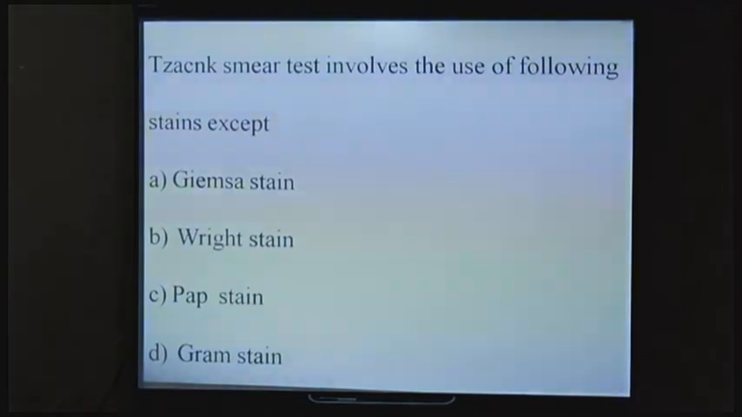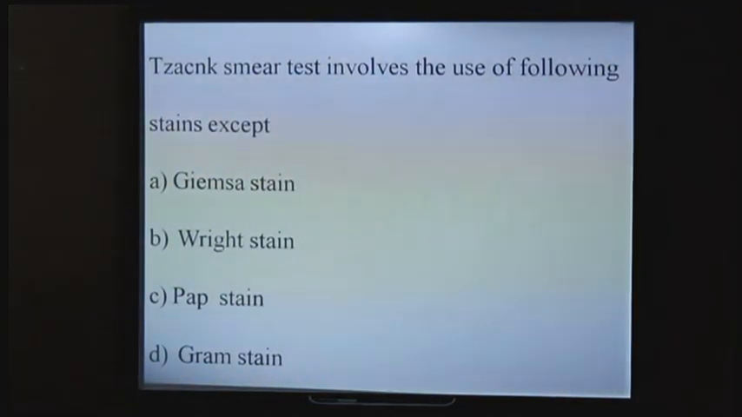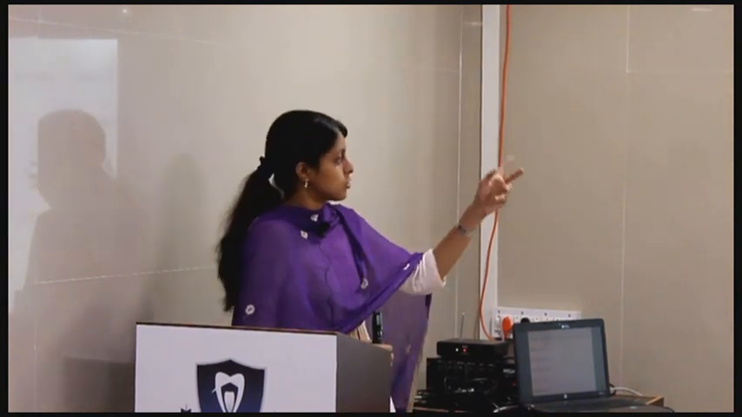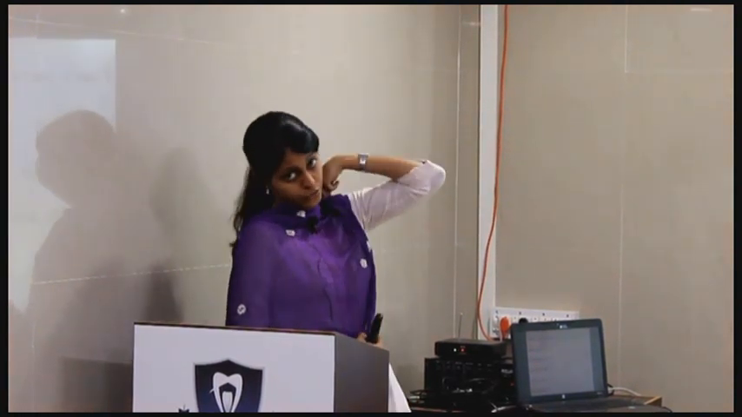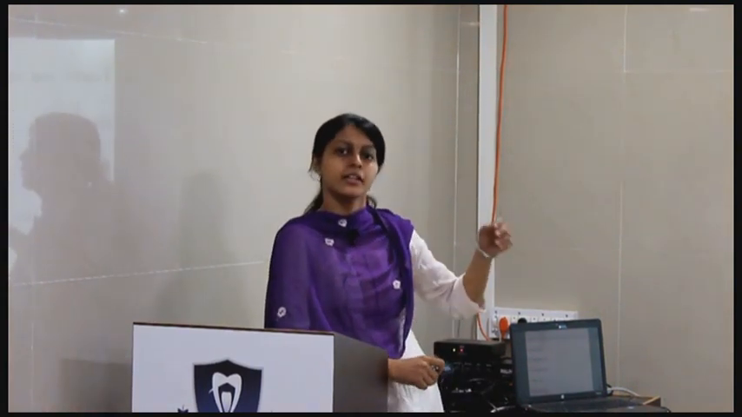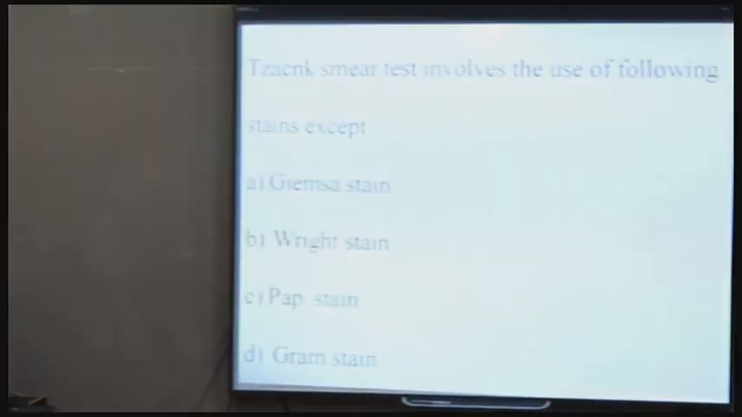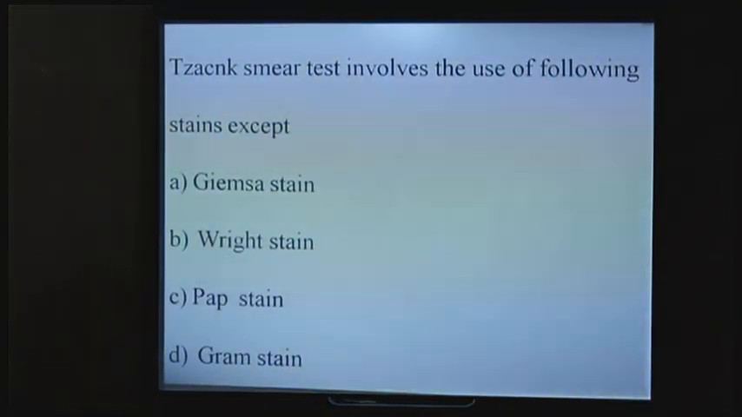Tzanck smear test involves the use of the following stains except. Where do you do Tzanck smear test? Herpes and pemphigus. Which stains do you use for the Tzanck smear test? Not Gram stain. You take a fresh vesicle, it should not have ruptured, and you break the vesicle and take the scrapings from the base of the vesicle, spread it over a slide, heat treat the slide, and then give a Giemsa stain, Pap stain, dry stain, and then observe it under the microscope. This will be the Tzanck smear test.